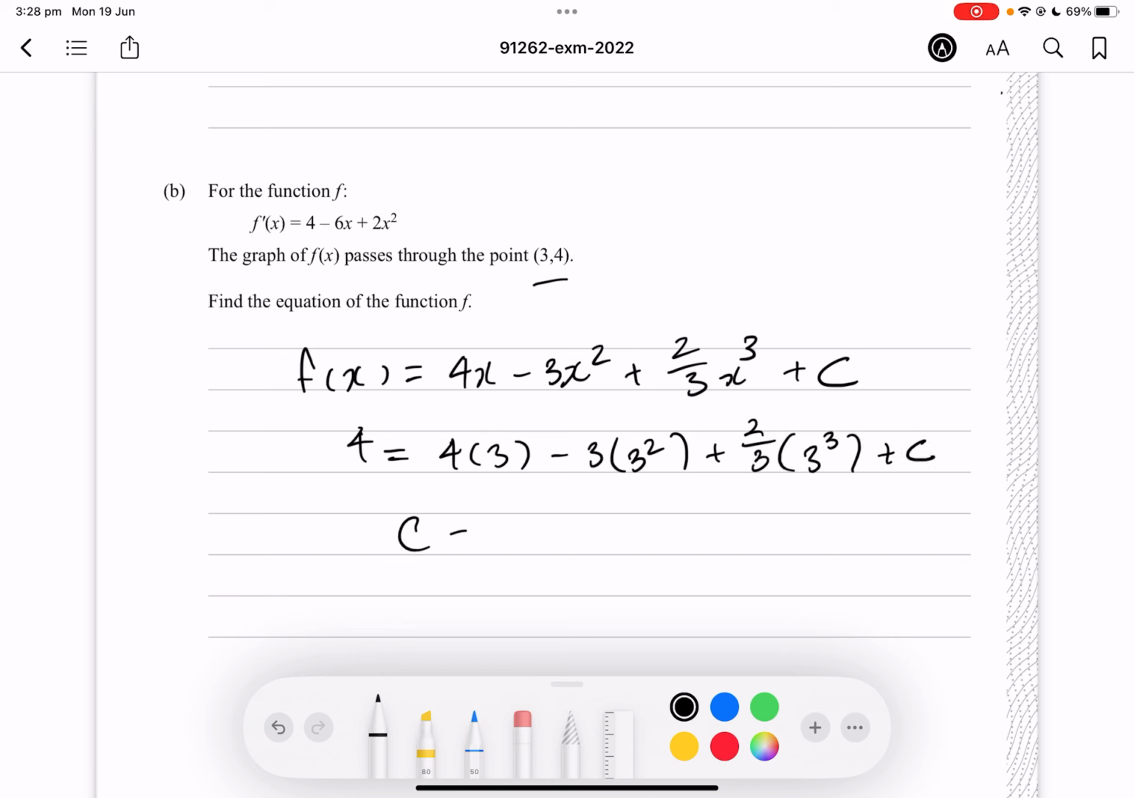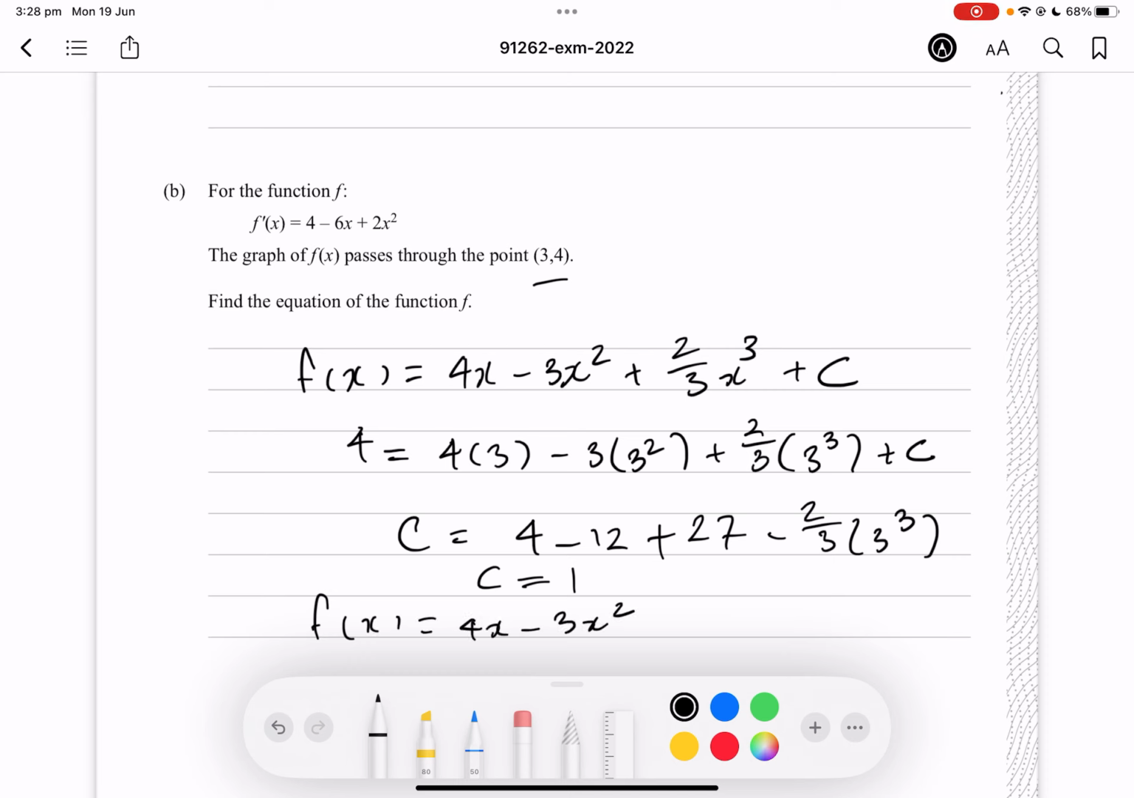So that means c will just be equal to 4 minus 12 plus 27 minus 2 over 3 times 3 cubed, which is 27 minus 18. And that should give us an answer of 1, so c equals 1. And therefore, f of x is equal to 4x minus 3x squared plus 2 over 3 x cubed plus 1. So that should be our answer for this question. And again, this should just be a very simple achieved level question.